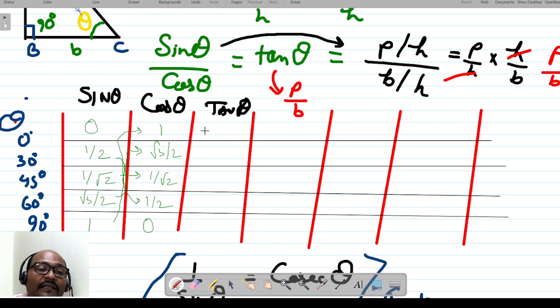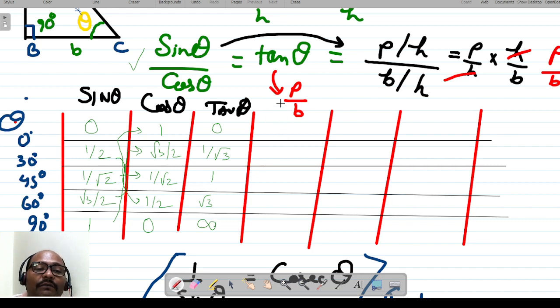And what will be the value of tan theta? Divide sin by cos, as we did over here. Tan 0 will be 0 by 1, that means 0. Tan 30 is 1 by 2 divided by root 3 by 2, that means 1 by root 3. Tan 45 is 1 by root 2 divided by 1 by root 2, that means 1. Tan 60 is root 3 by 2 divided by 1 by 2, that means root 3. Similarly, tan 90 is 1 by 0. When 0 comes in the denominator, that will be infinity, right?